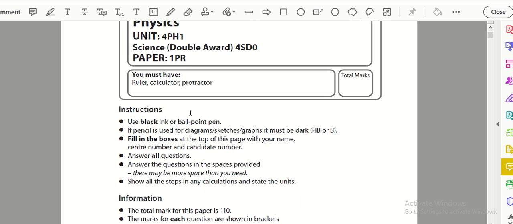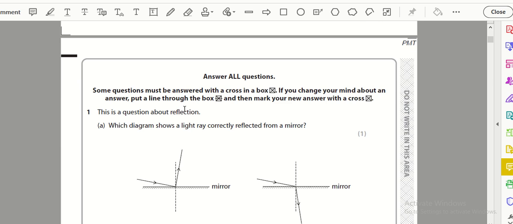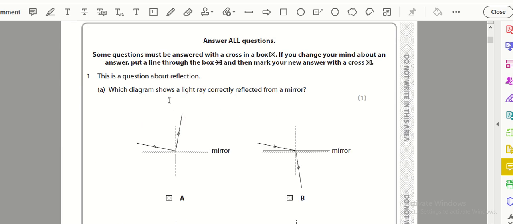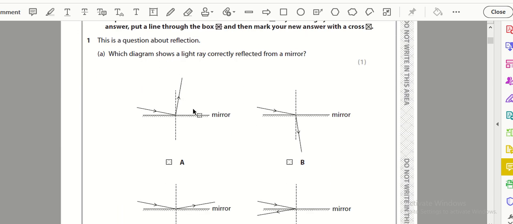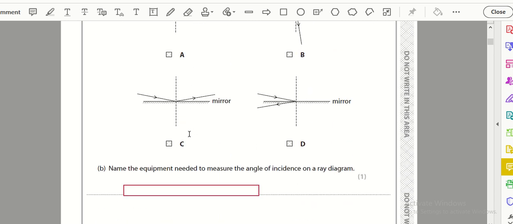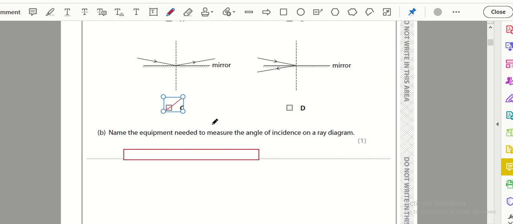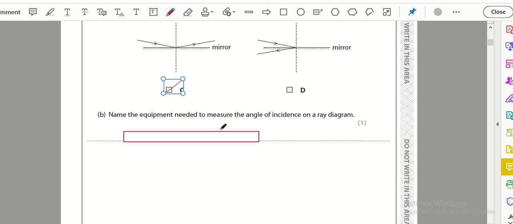Question 23. Which diagram shows the light ray correctly reflected from mirror C? Because the angle of incidence is equal to the angle of reflection. Name the equipment needed to measure the angle of incidence on a ray diagram. It is a protractor.